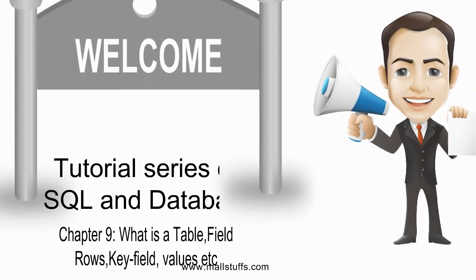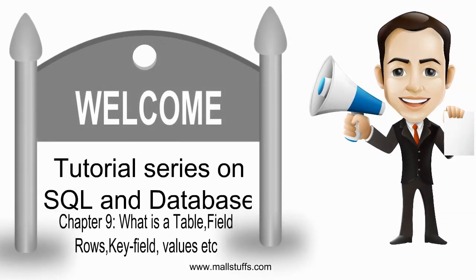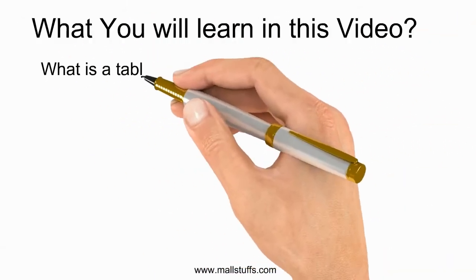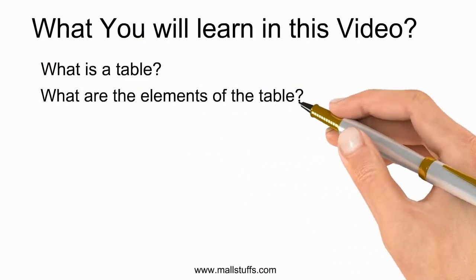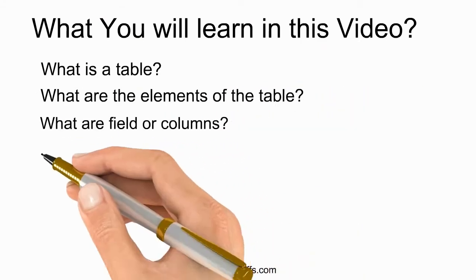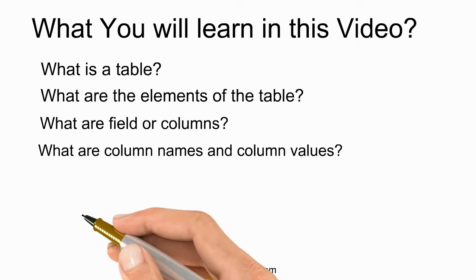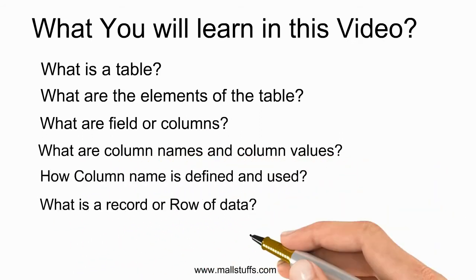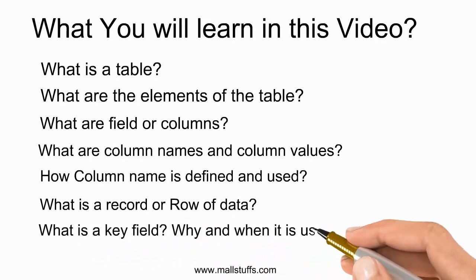This is chapter 9: what is a table, fields, rows, key field, values, etc. In this video, you will learn what a table is, what the elements of a table are, what fields or columns are, what column names and column values are, how a column name is defined and used, what a record or row of data is, and what a key field is, why and when it is used.